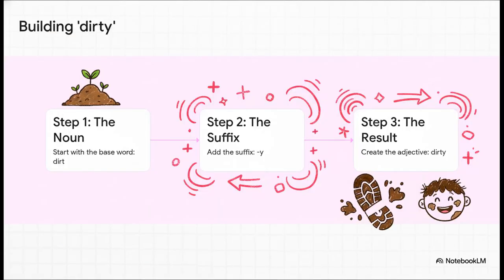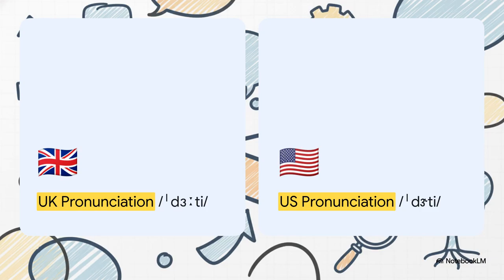And check out how it's built. It's so simple, it's kind of beautiful. You take the noun, dirt, the actual stuff, then you just stick the suffix y on the end, which is a little trick English uses to turn a thing into a description of that thing. And boom, you get dirty. It's just a really elegant little piece of language engineering. And even the way we all say it is basically the same. There's just this tiny little difference in pronunciation between the UK and the US. It's a super small variation on a concept that everybody, everywhere, just gets.